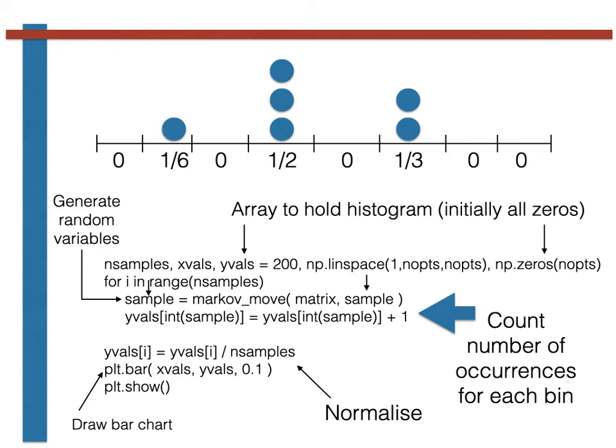And in fact, we can hide this complexity by simply changing the function that is called to generate our sequence of random variables.